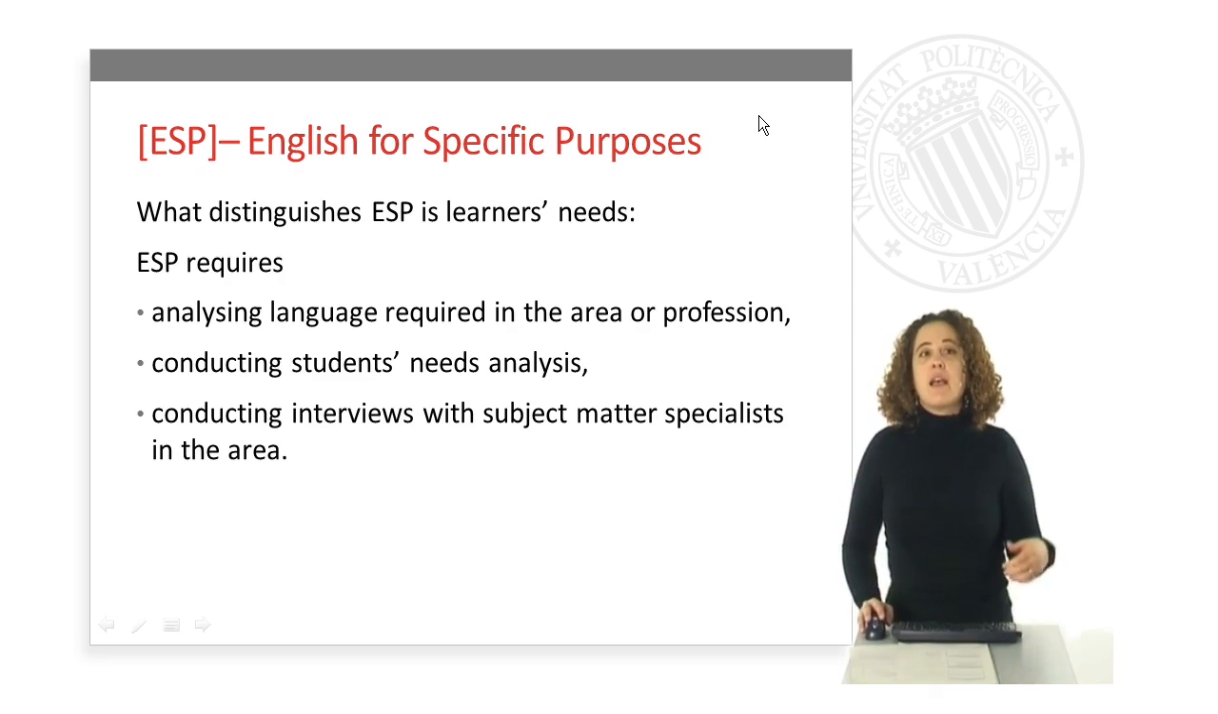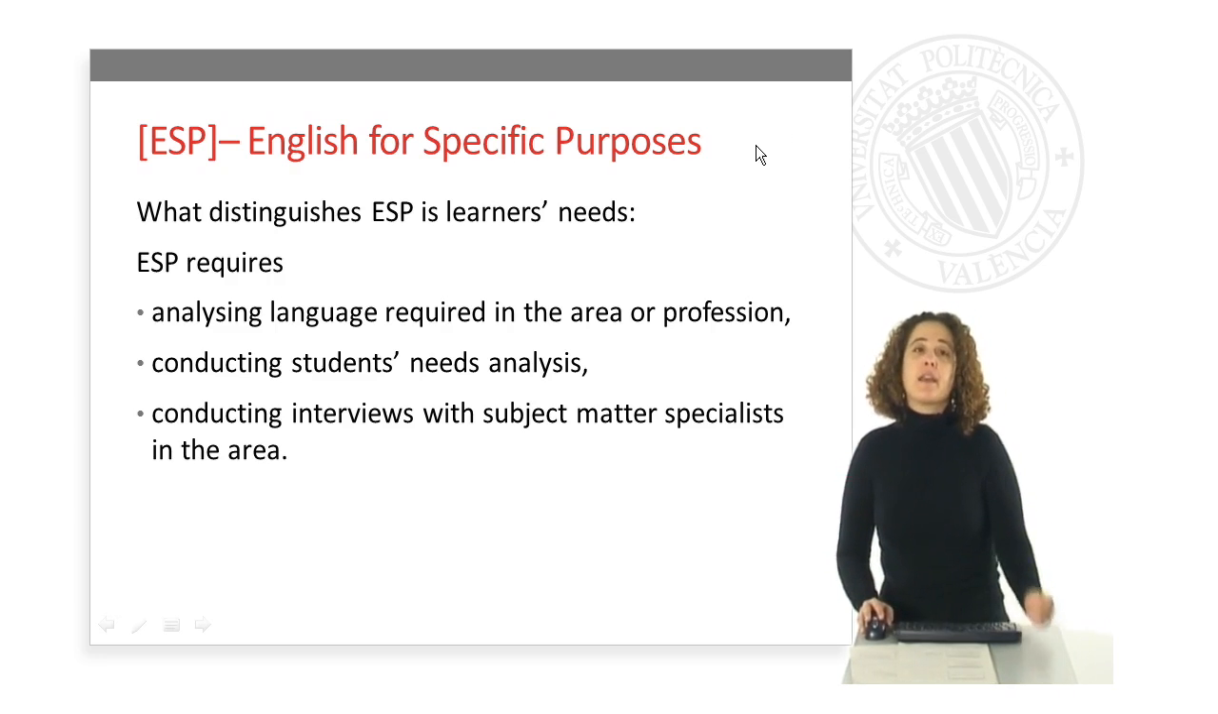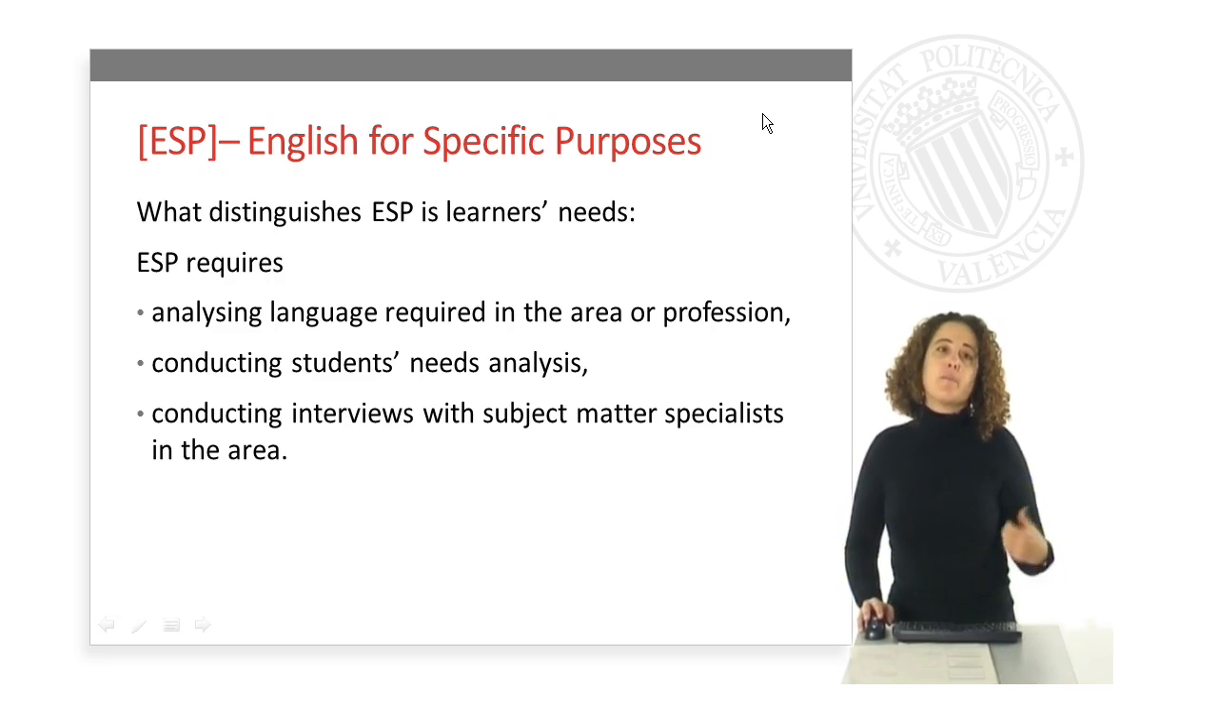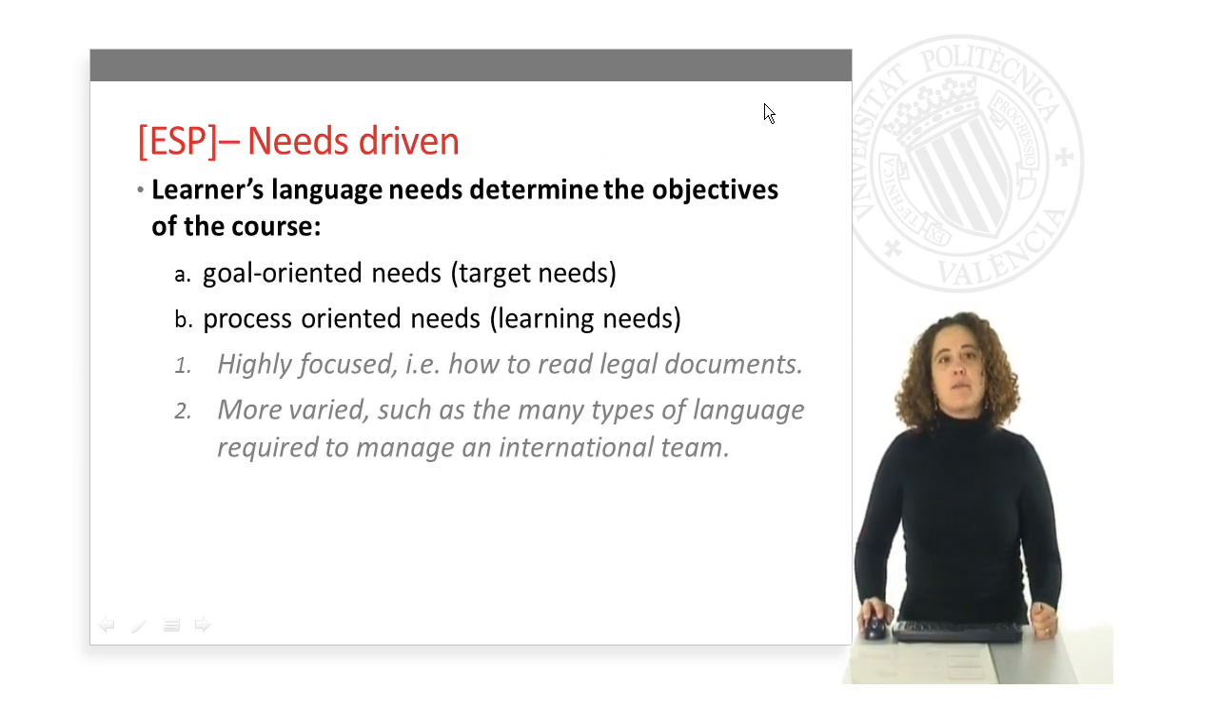In order to do that, a thorough analysis of what the students need is necessary. So it is necessary to know the language required in the area of knowledge they're interested in, a needs analysis to understand exactly what it is that the students are expecting, what they have and what they need in order to succeed in the future, and then a knowledge of subject matter specialists, relation with them in order to make sure that all the vocabulary and all the needs are met.